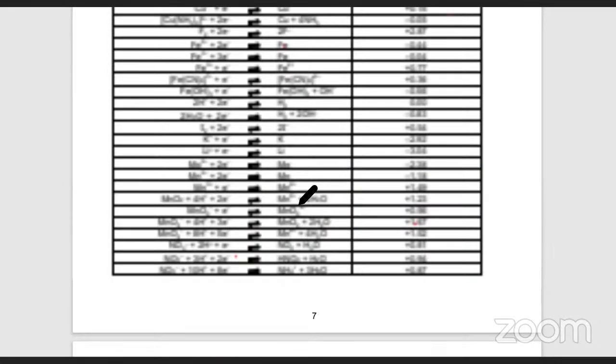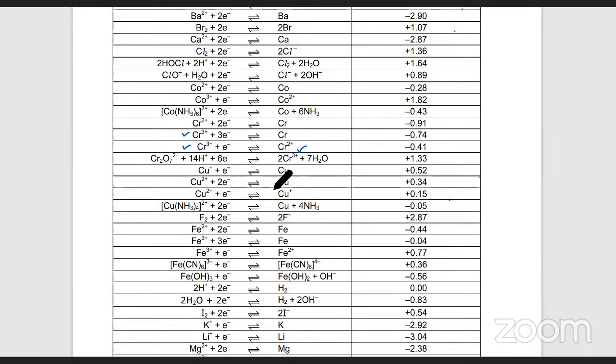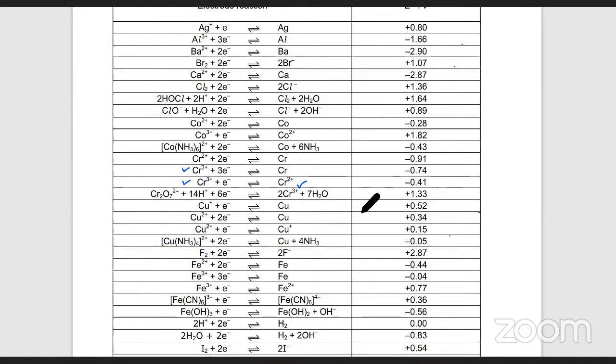So with chromium, what's happening with chromium is, क्या होगा H2O2 के साथ? If you just have a look carefully, chromium is the lower potential. Chromium 3 plus is the lower potential. So it won't be able to gain electrons. It's a negative voltage. So it would probably not be able to gain electrons.